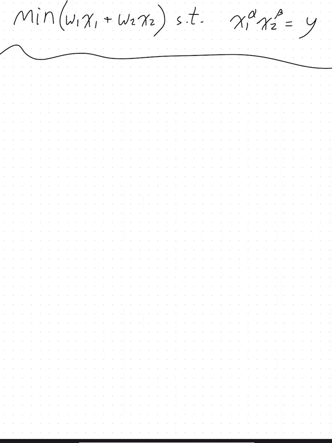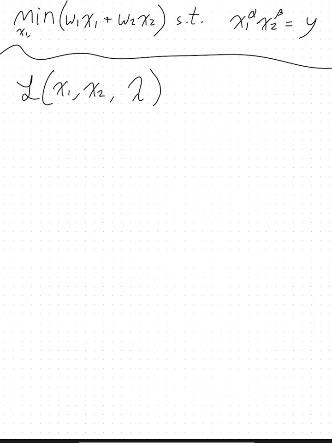Hey guys, so we're going to go ahead and solve this constrained minimization problem. The first thing we're going to do is write out our Lagrangian. Sorry, there's only x1 and x2 in this one. And it's going to be a function of x1, x2, and lambda. Note that it's not a function of w1, w2, or y because those are taken to be constants.